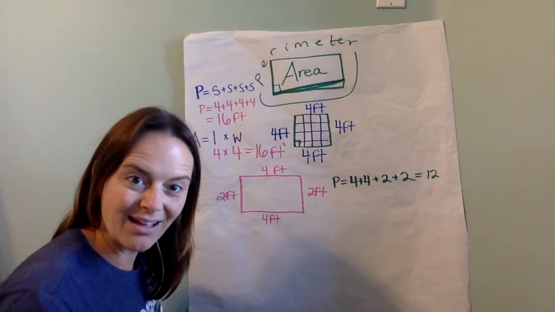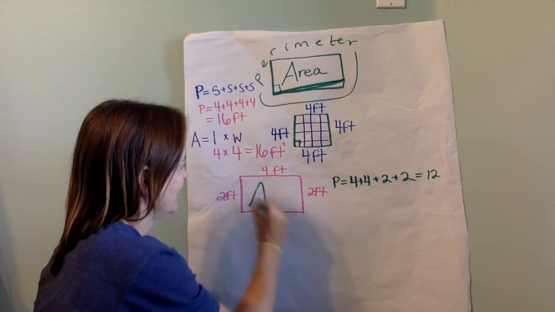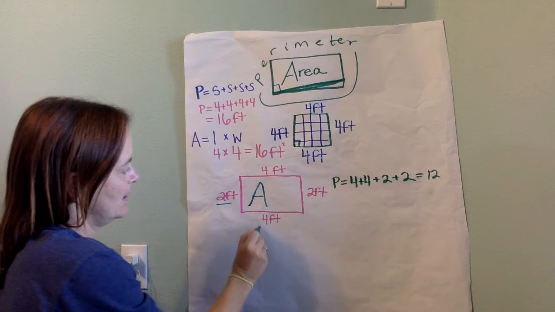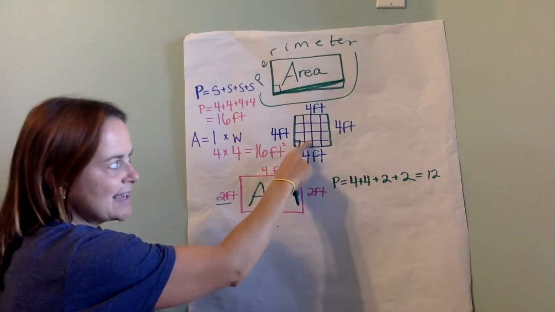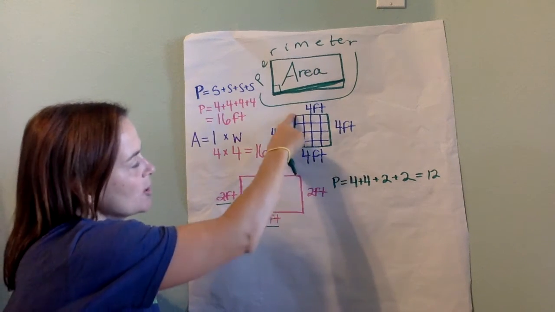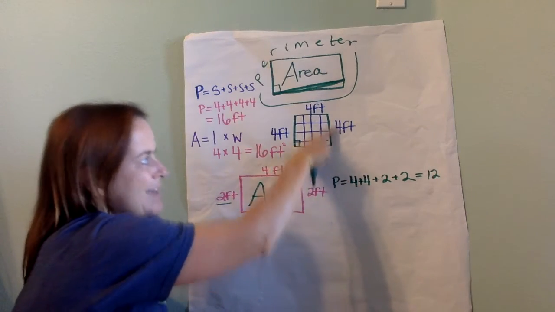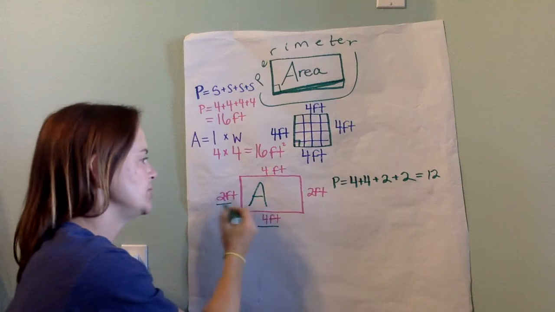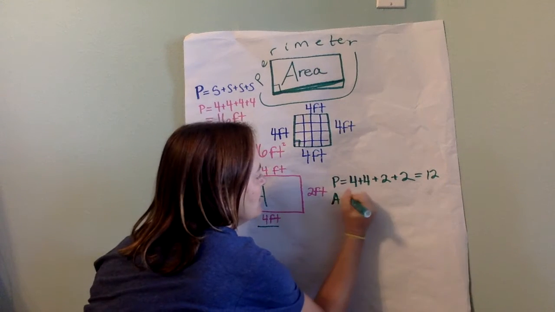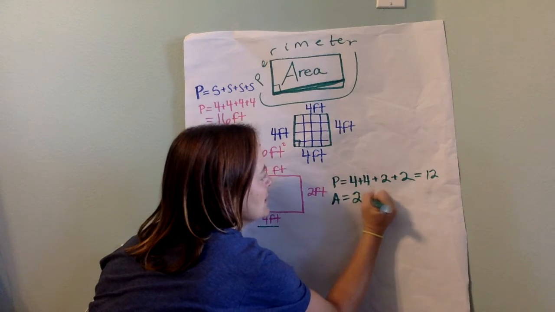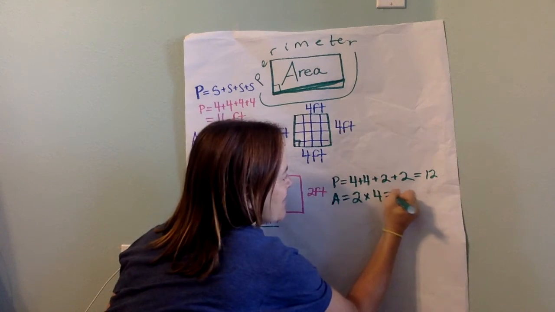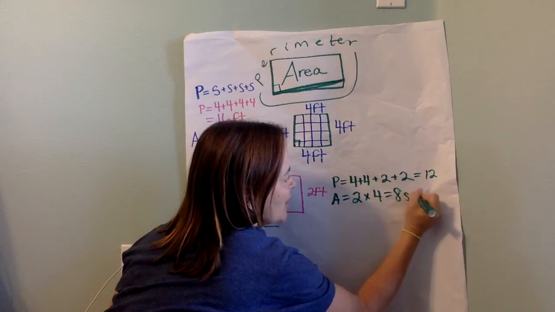Okay, but what's my area? What's the inside? Length times width. 2 feet times 4 feet. It's just like an array. If you multiply your columns times your rows, you can get all of this without having to go and count them all up. Your area equals 2 times 4. What's my area? 8. 8 square feet.